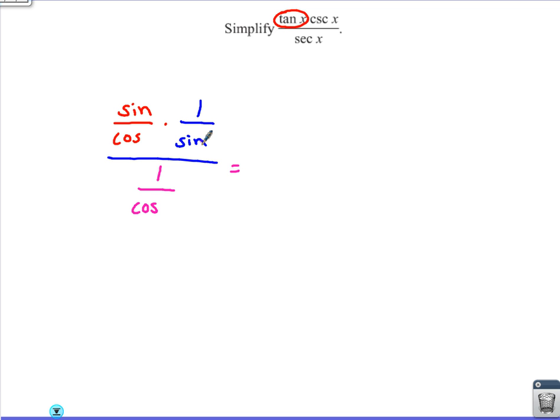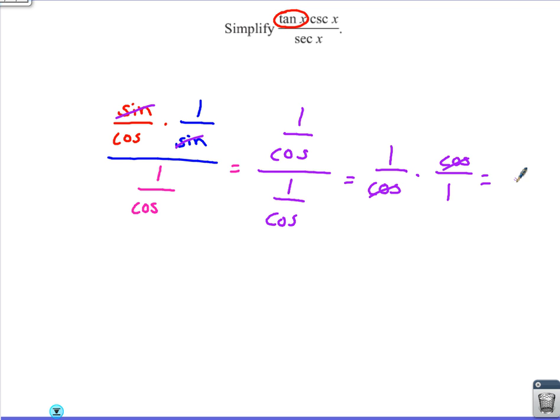Again, tangent times cosecant divided by secant. Multiply the top together. Austin, what happens? And you're left with 1 over cosine, divided by 1 over cosine. Now, you can think about it: anything divided by itself. Or if you want to go through the steps, flip and multiply. You're going to have 1 over cosine times cosine over 1. Cosines cancel, leaves you with 1. All that stuff equals 1.